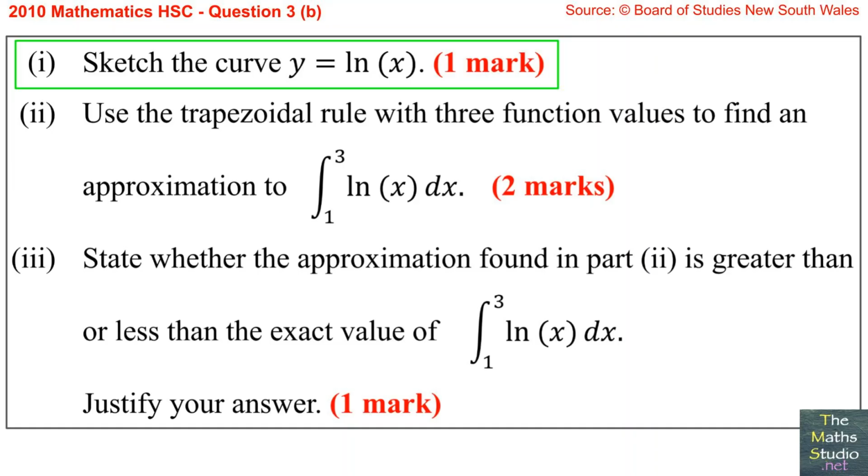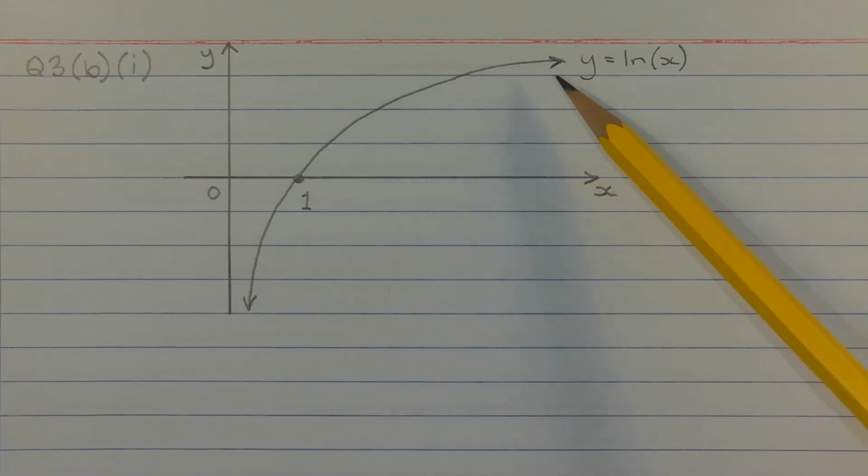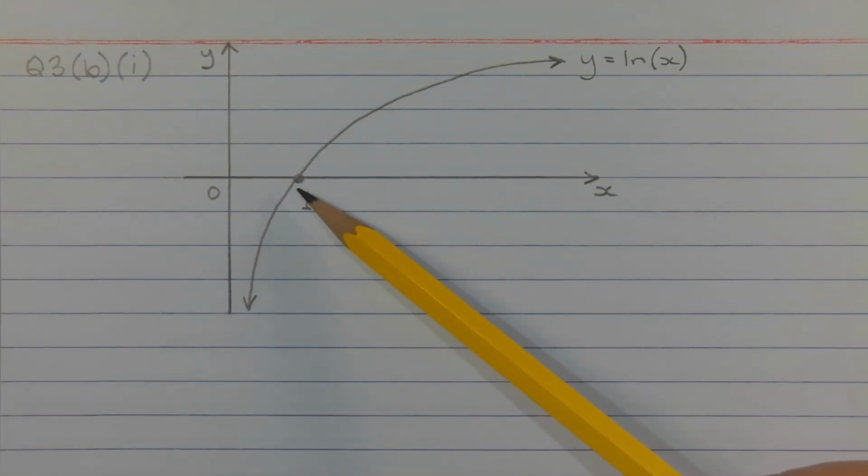Question 3b, Part 1. Sketch the curve y equals ln x. Here is a sketch of the curve y equals ln x. Notice that it's a curve that's increasing at a decreasing rate. It's also asymptotic to the y-axis and has an x-intercept at x equals 1.